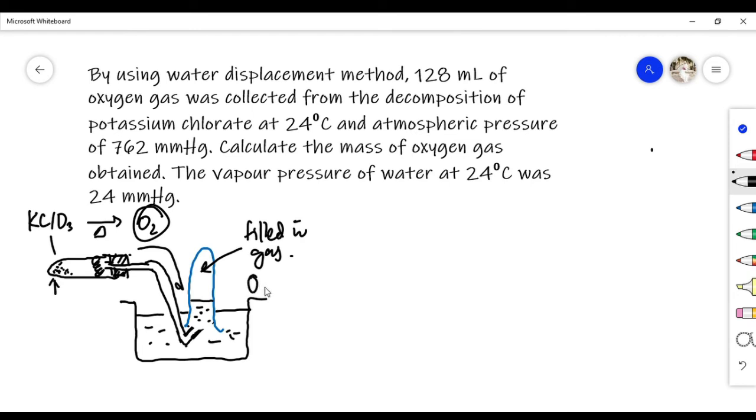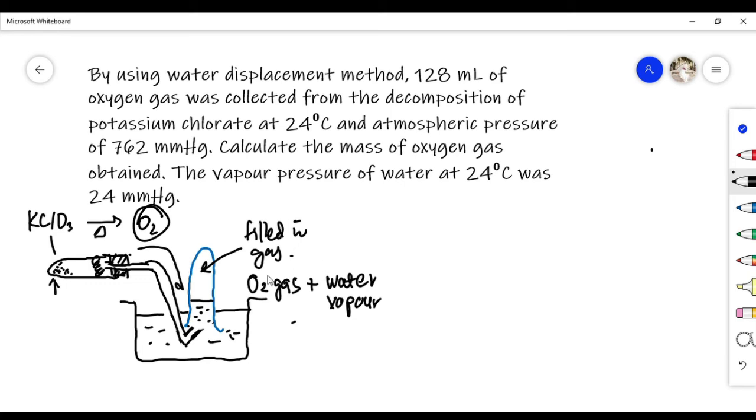It has oxygen gas, which is the product of the reaction. And also kita ada juga water vapor. Sebab apa? Sebab the displacement of water here, bila gas tu keluar, apa yang berlaku adalah dia akan meruap sekali to the tube dekat ruang kosong ni. So ada water vapor dan juga oxygen gas.